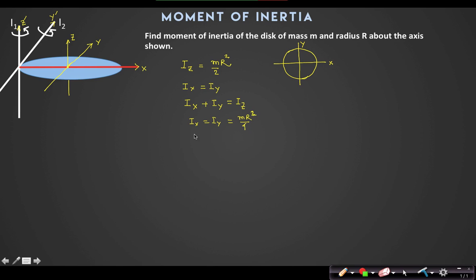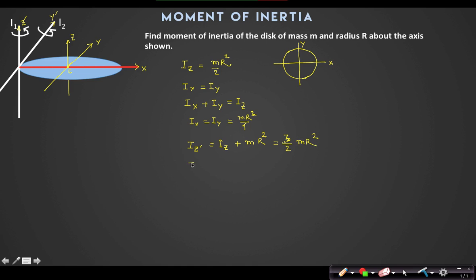Now use the parallel axis theorem. It is passing through the center of mass also. So can I say Iz prime is equal to Iz plus mr square? Yes or no? Can I apply this concept in the parallel axis theorem? Yes, sir. So Iz is mr square by 2, plus mr square, so it is 3 by 2 mr square.